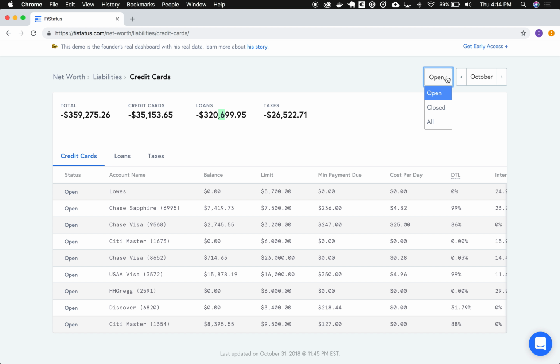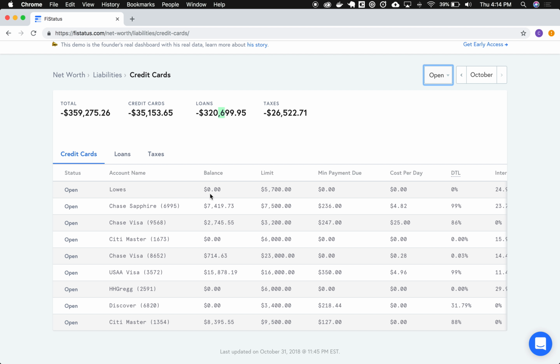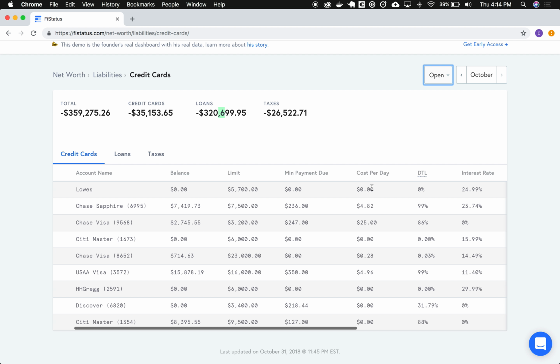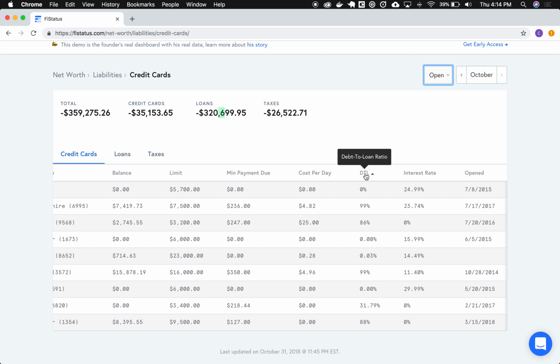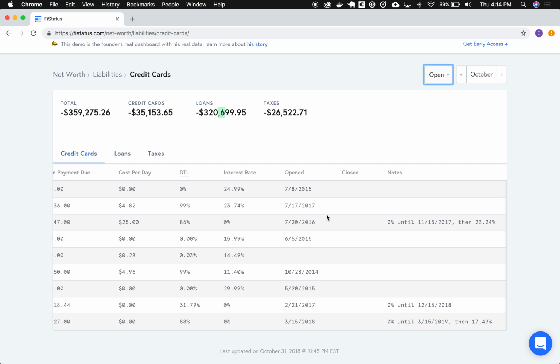So here you can see all my open, all my closed, right? And so here's my balance, my limit, minimum per day, cost per day, debt to limit ratio or loan ratio, my interest rate, and when it opened and when it closed on the other ones. And I also had notes in here like 0% until 11/15, then 23%.